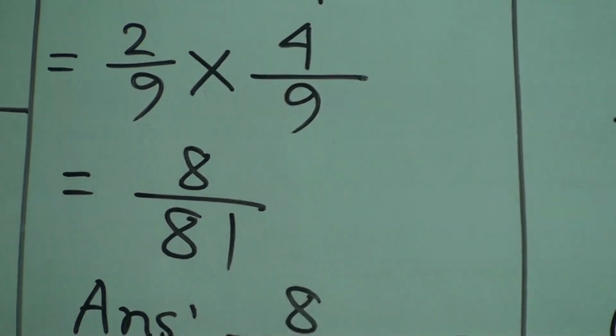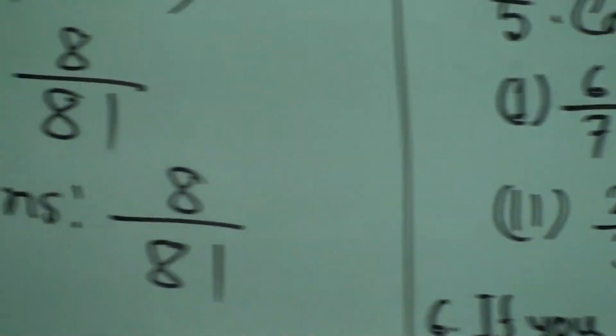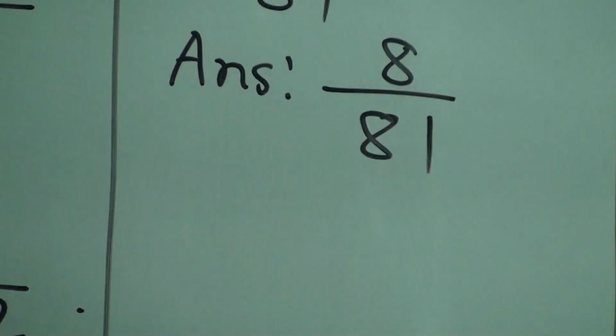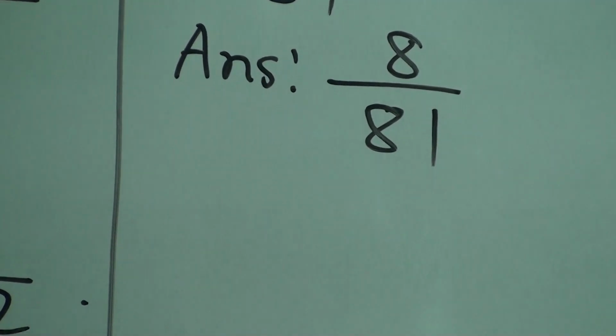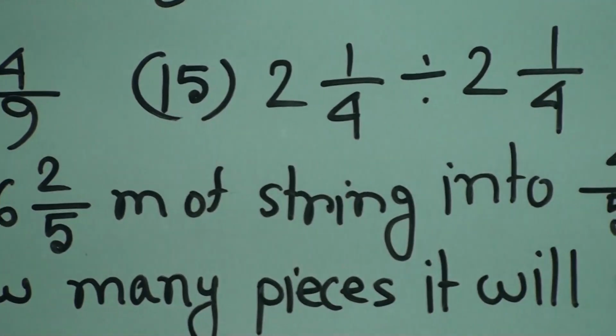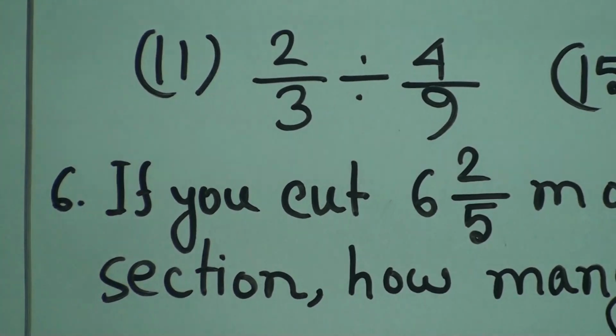81. Dear students, please notice the first question answer is 3 by 7, the next is 5 by 32 and the third question answer is 8 by 81. Next we shall solve questions number 11 and 15. So 11 and 15 we shall solve, 11 number and 15 number.